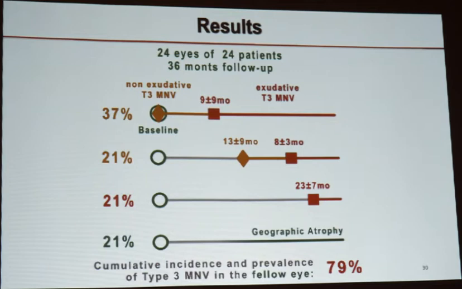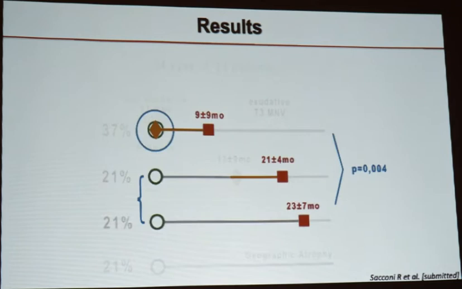But the most important thing from a clinical point of view is that if you analyze the fellow eye with OCT angiography at the baseline, and if you detect a non-exudative form of macular neovascularization, probably this eye will develop an exudative type 3 macular neovascularization in a few months, within the first year of follow-up. So you need to follow your patient very strictly, because the probability of development of an exudative form of type 3 macular neovascularization in the fellow eye was very high.